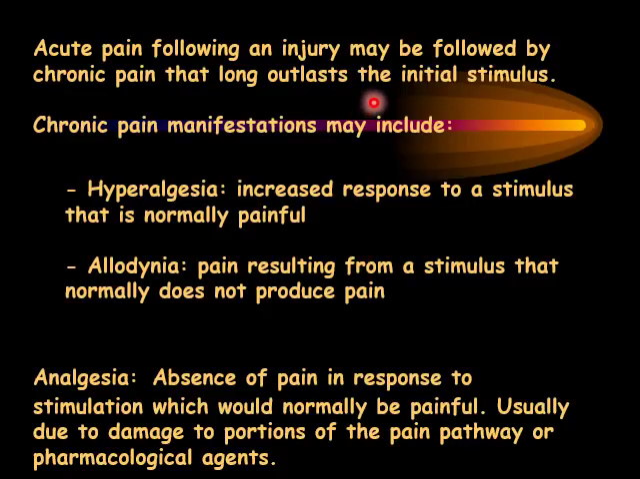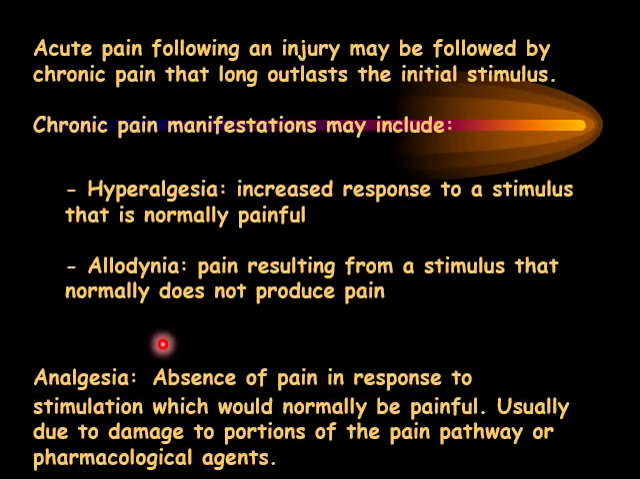Acute pain following a stimulus may be followed by a very chronic pain that lasts long after that initial stimulus. And it may include the feature of hyperalgesia, an increased response to a stimulus that's normally painful, or may also result in allodynia, pain resulting from a stimulus that normally doesn't produce pain at all. For instance, rubbing your hand over your skin normally doesn't produce any pain. But if there's been sunburn, you'll find that the very same stimulus now produces a remarkable pain, and that would be allodynia.